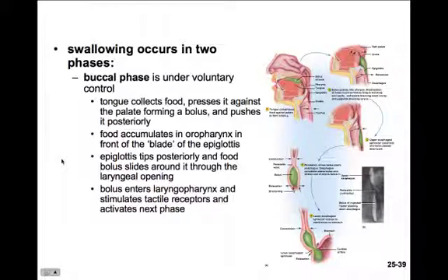The buccal phase is under voluntary control. So the tongue collects food, and it's going to press it against the hard palate and form a bolus. And then as we swallow, the tongue pushes that bolus posteriorly, and food is going to accumulate in the oropharynx, right in front of the epiglottis. The epiglottis will tip posteriorly, and food will slide around it through the laryngeal opening. As the bolus enters the laryngopharynx, it stimulates tactile receptors and activates the next phase.